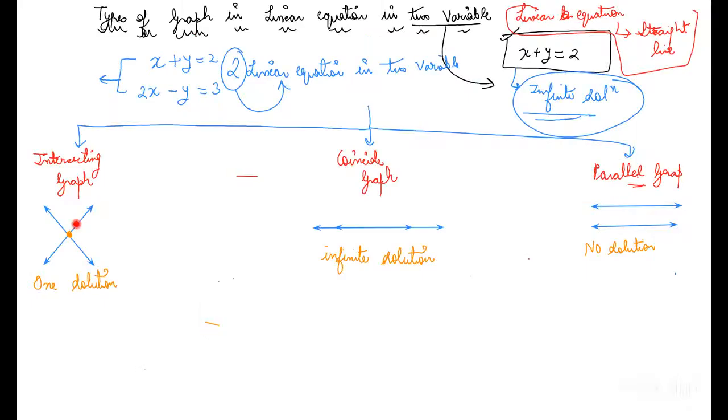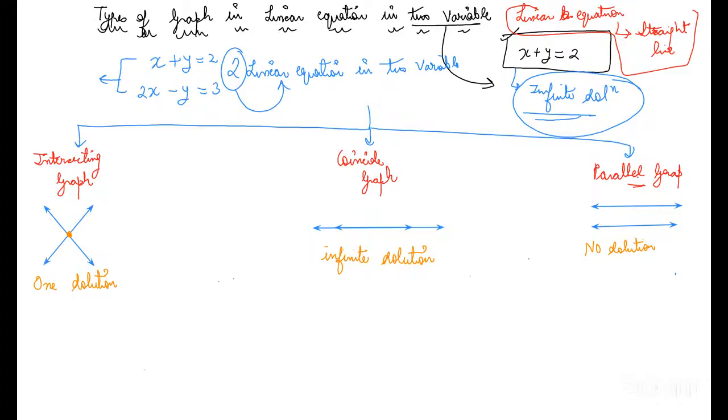You can see that this is the one solution graph because it has only one point crossing each other. This is called infinite number of solutions because each and every point is overlapping, making each point a solution. This is called parallel, no solution, because nothing is matching. Did you understand?